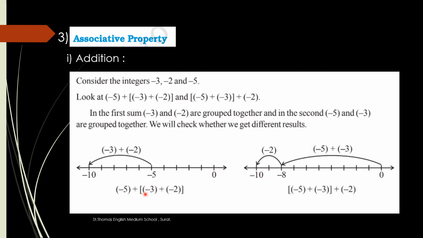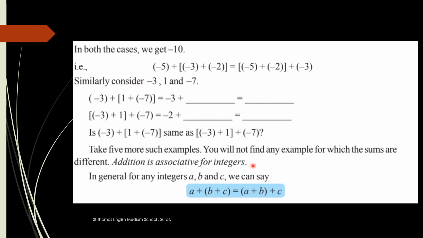So here -5 plus (-3 plus -2), we got -10. And here (-5 plus -3) plus -2, we got -10. It's clear? In both the cases, we get -10. That is (-5 plus -3) plus -2 is equal to (-5 plus -2) plus -3. Both the answers are same. Answer is -10. Clear? Similarly, consider -3, 1 and -7.